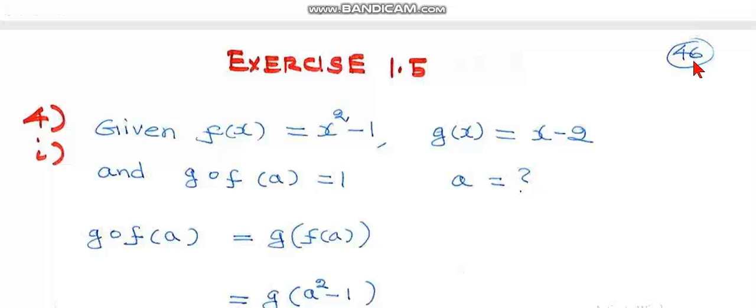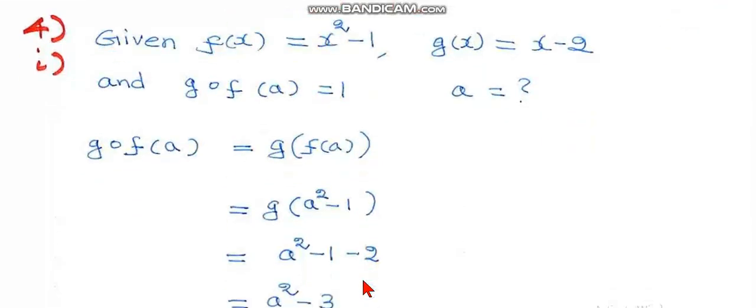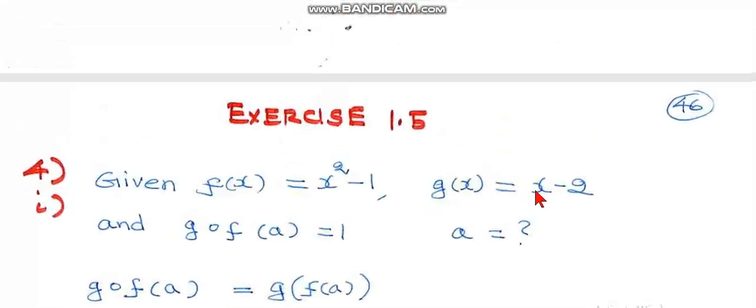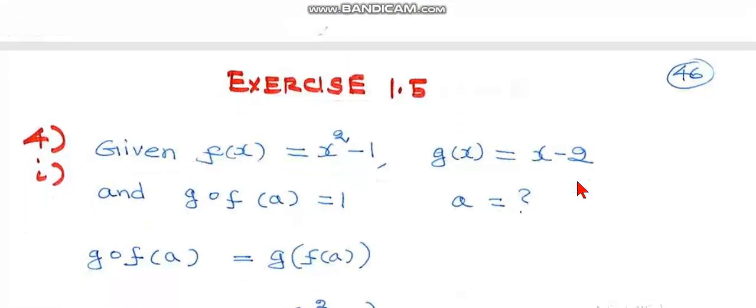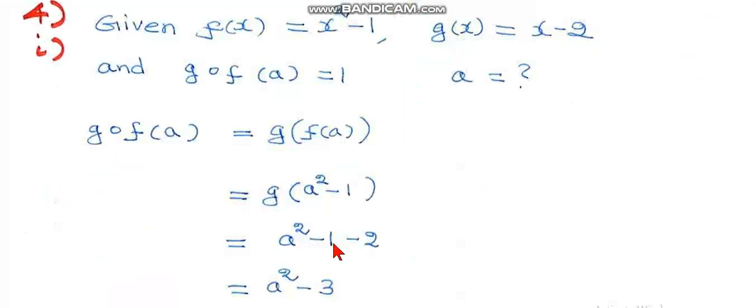Now g dot f of a is what? G of f of a. That is g of, what is f of a? F of x is x squared minus 1. So f of a, instead of x we must have a squared minus 1. So g of a squared minus 1. What is the rule for g? Subtract 2. So a squared minus 1 minus 2, that is a squared minus 3.